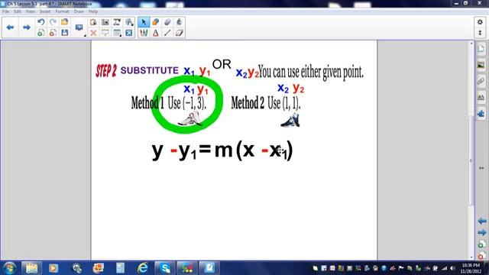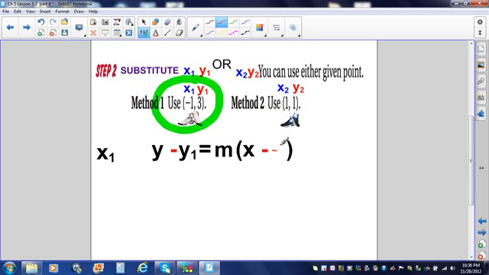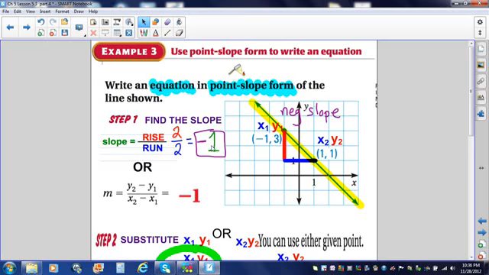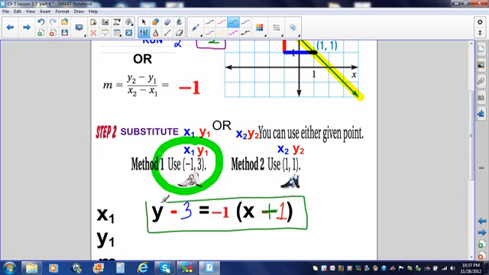So I am going to take x1 out. I will put in -1. I'm going to substitute 3 for y1. I am going to substitute in my slope. Slope is -1. I notice that I have 2 negatives in a row here. My 2 negatives in a row are going to change to a positive. So this is one answer for point slope form.